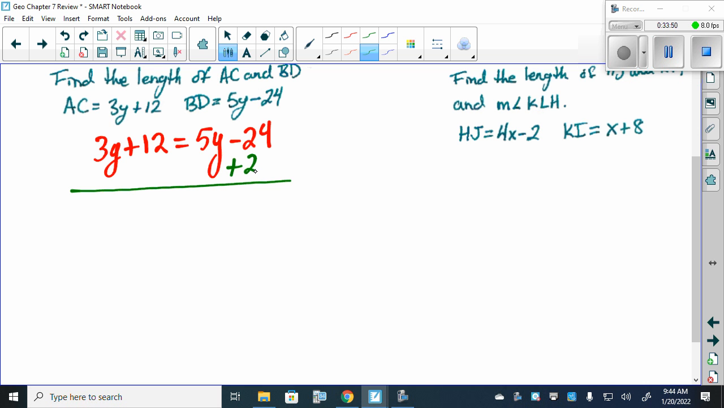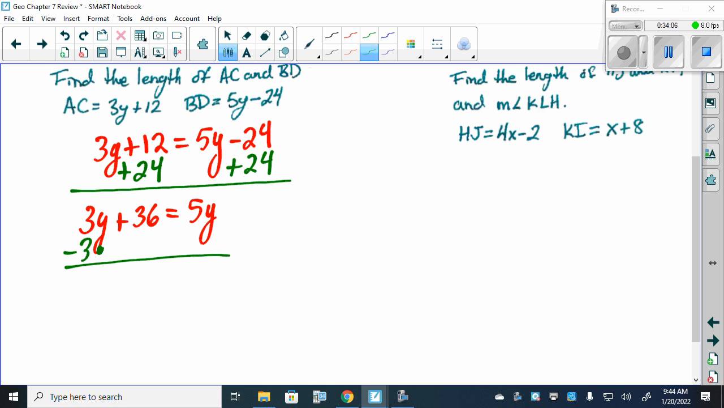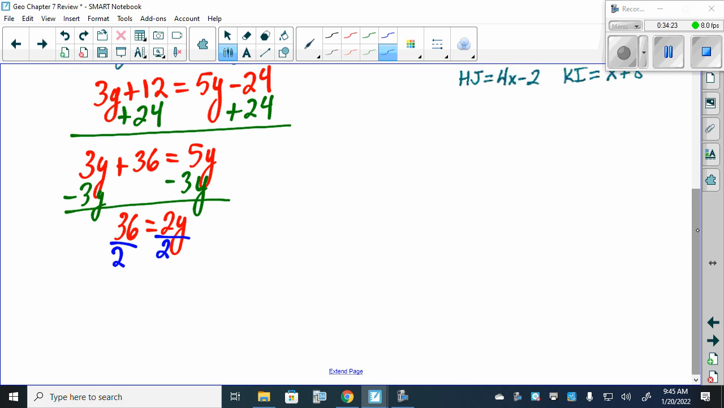So here the first thing we can do is add to both sides, yes. And here we would get 3y plus 36 is equal to 5y. Subtract 3y from both sides, telling us that 36 is equal to 2y. Lastly, we can divide both sides by 2, telling us y is equal to 18.